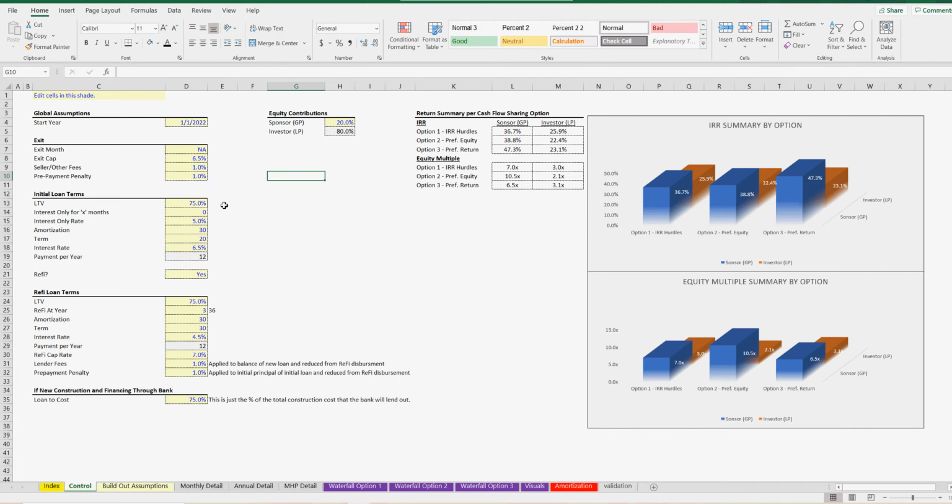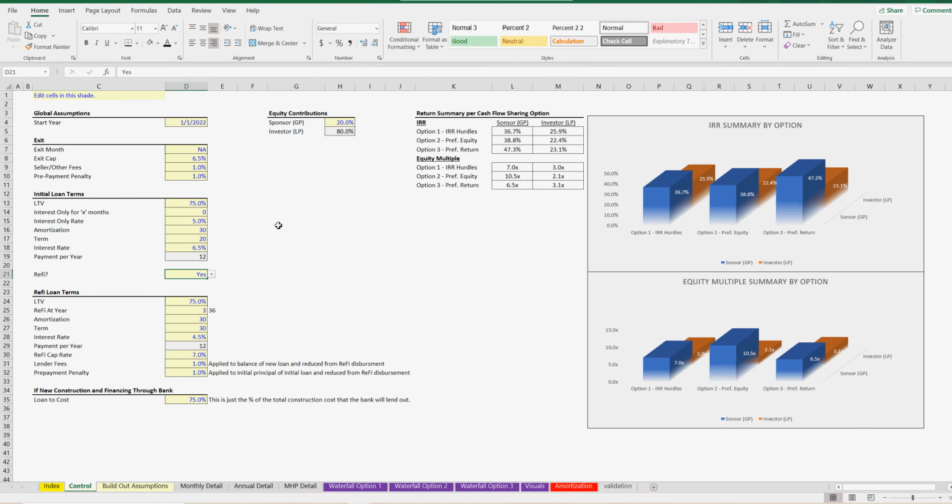For the initial loan terms, you've got LTV. You can also define if the initial loan that is brought on is interest only for any amount of months. Then the interest only rate, the amortization schedule, the term, which is different than amortization, interest rate, and payments per year, which is all hard coded to 12, so don't ever change the payments per year. It's going to be 12.